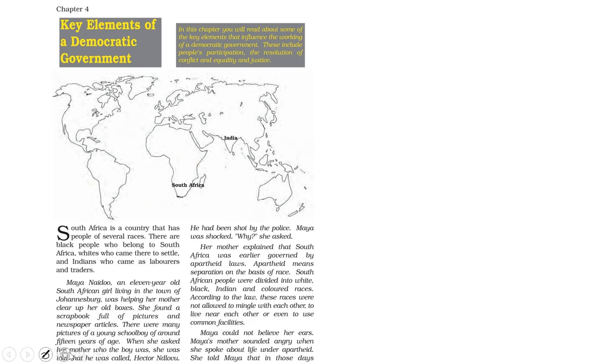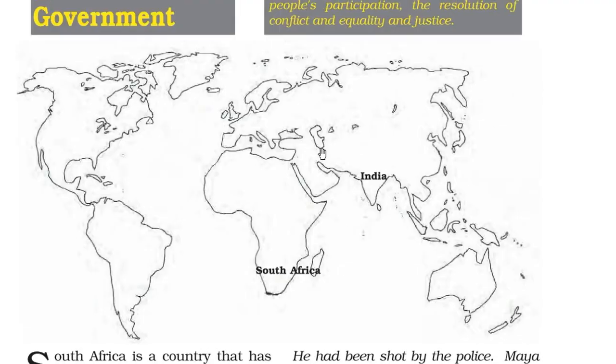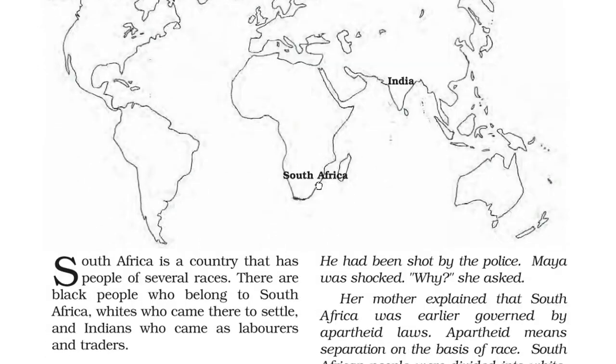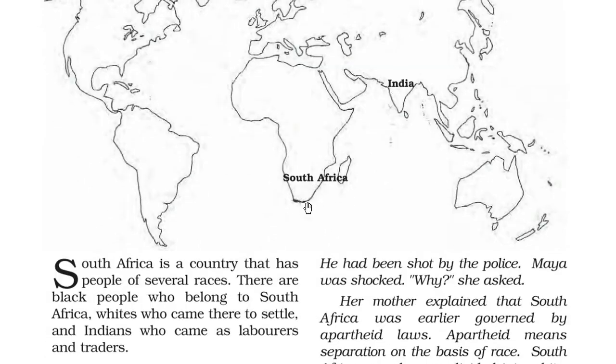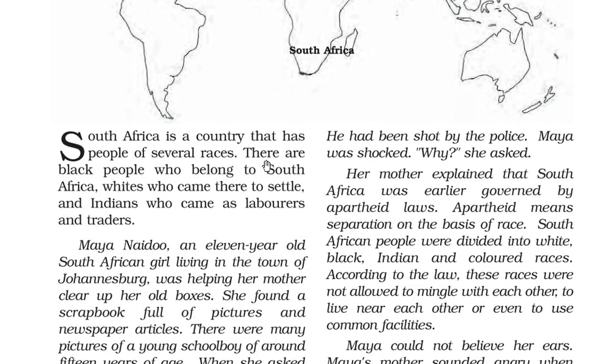So South Africa, this is the not-to-scale map of the world. This is India, and this is the lowermost part of Africa. This is South Africa. Now South Africa is a country that has people of several races. There are black people who belong to South Africa, and white people who came there to settle, and Indians, of course, who came as laborers and traders.